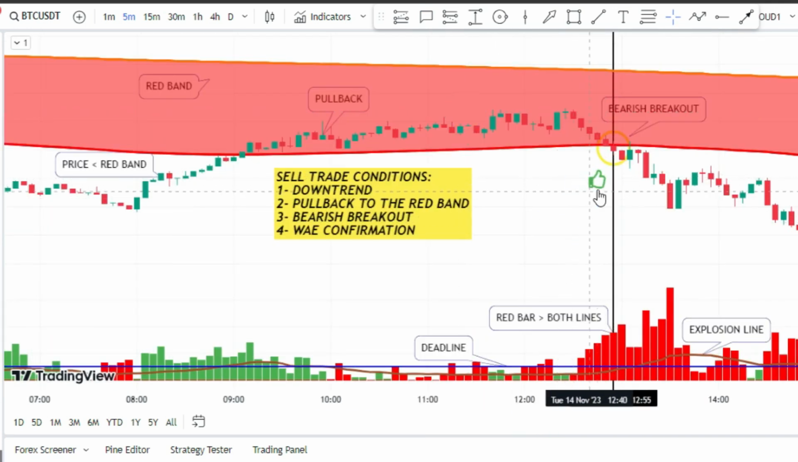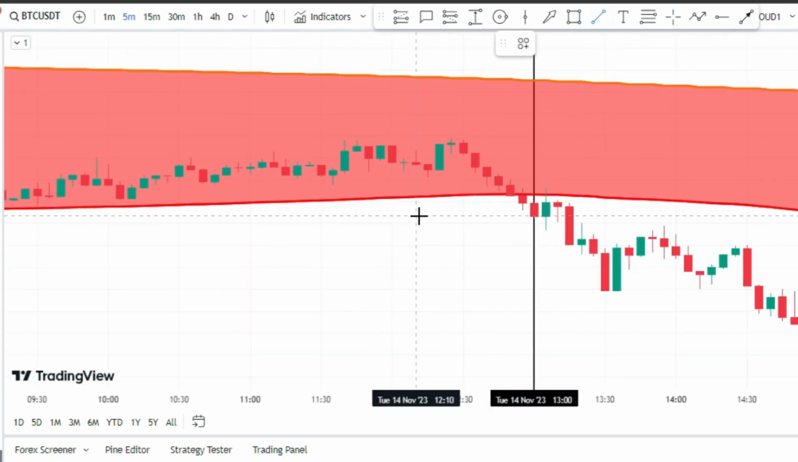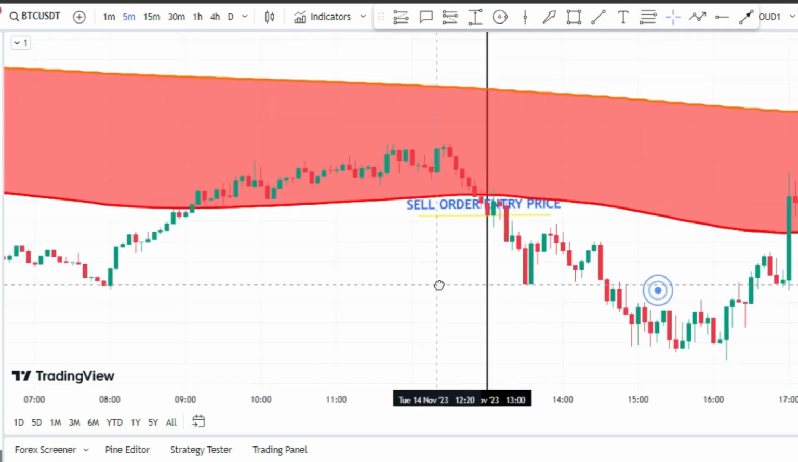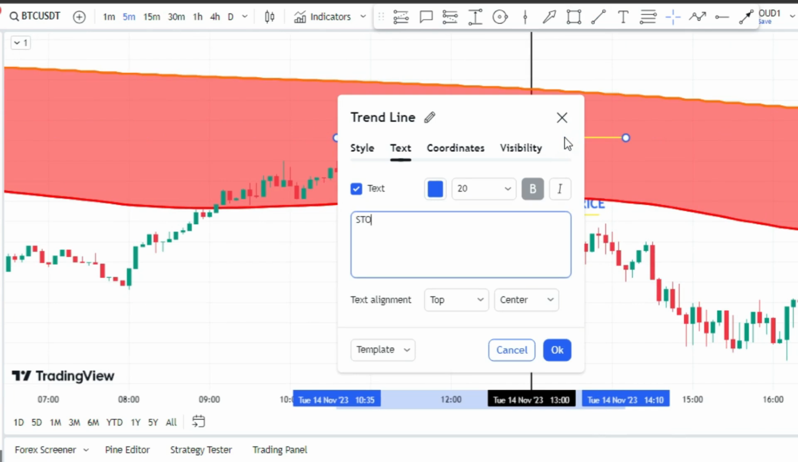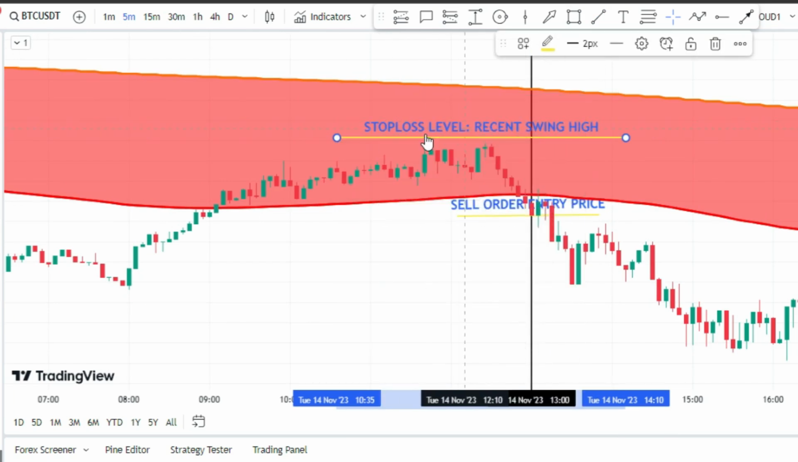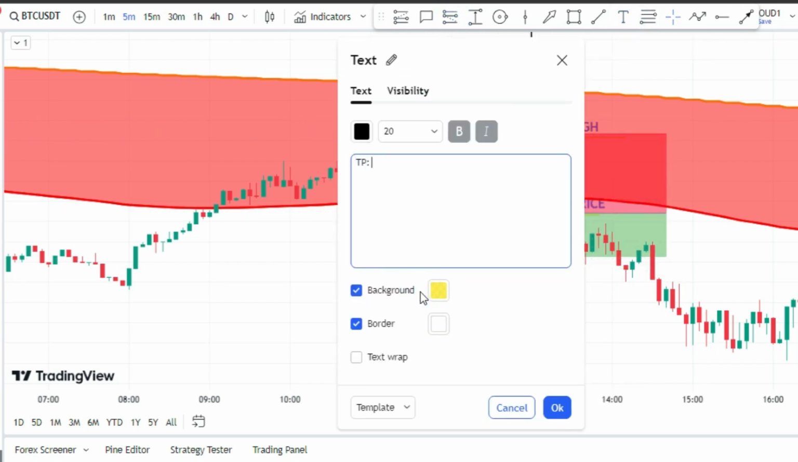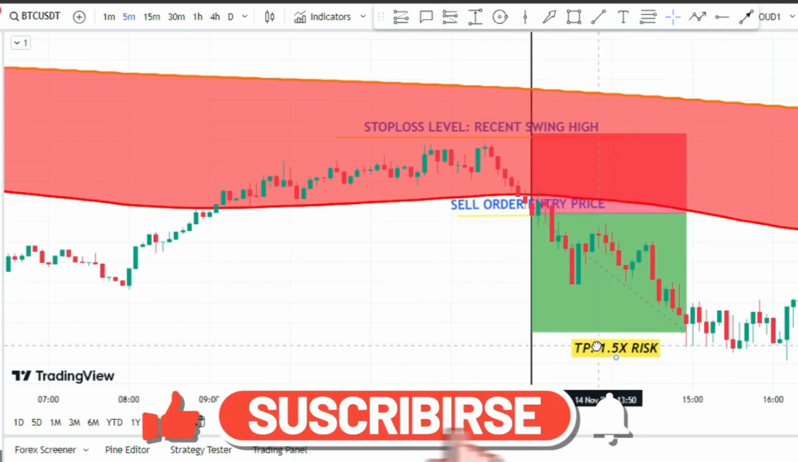With all these boxes checked, you're all set to open a sell position. Next up, set your stop loss above the recent swing high. And lastly, aim for a trade target that's 1.5 times your risk.